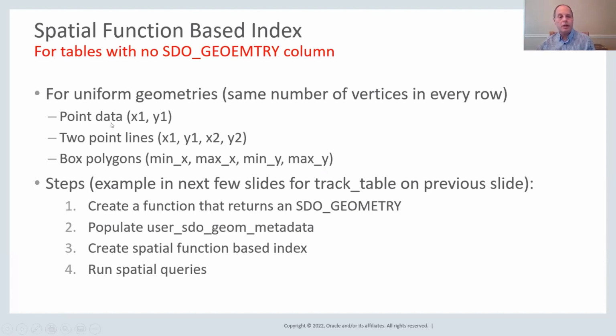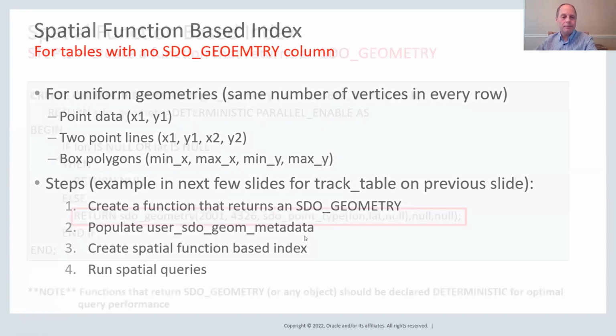So points definitely have an X1 and a Y1 in every row. If you have 2-point lines, you can use this strategy as well, because every row will have an X1, a Y1, an X2, and a Y2. Or box polygons, because every row will have a min X, a max X, a min Y, and a max Y. So these are all candidates to use for spatial function-based indexes. And the steps are simple. I'll highlight them here, and then I'll show them to you in the next slide. So first is create a function that returns a geometry, populate user SDOGeom metadata, create the index, and run queries.